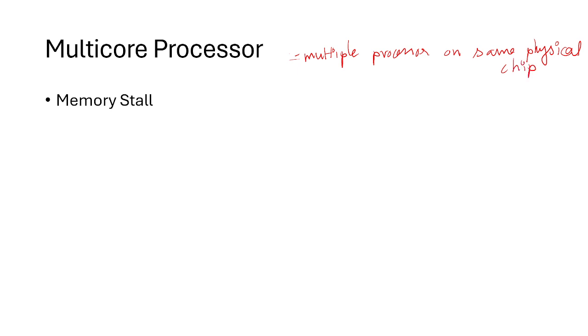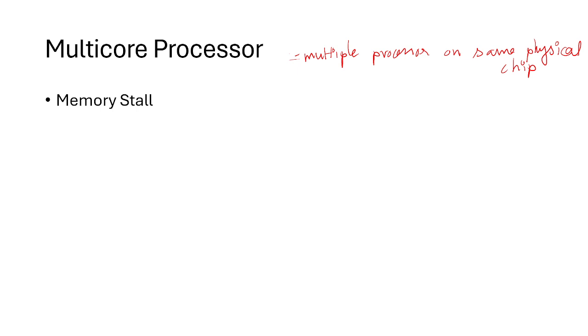Why do we need the multi-core processor? Consider that when a processor accesses memory, it spends a significant amount of time waiting for the data to become available, might be because of a cache miss. So the processor spends 50% of its time waiting for data. That is called a memory stall.